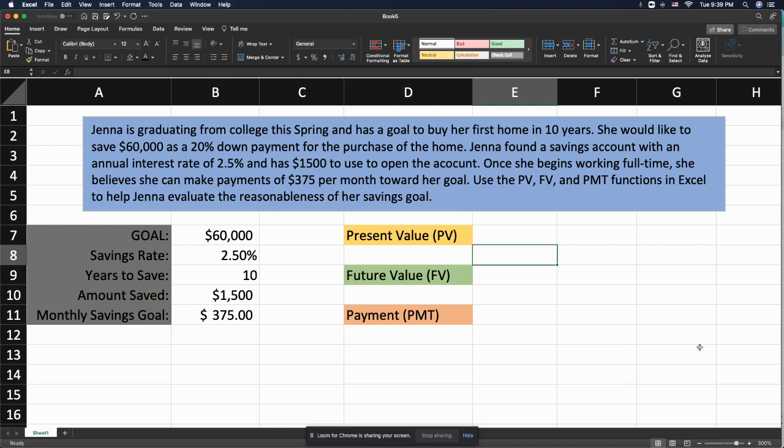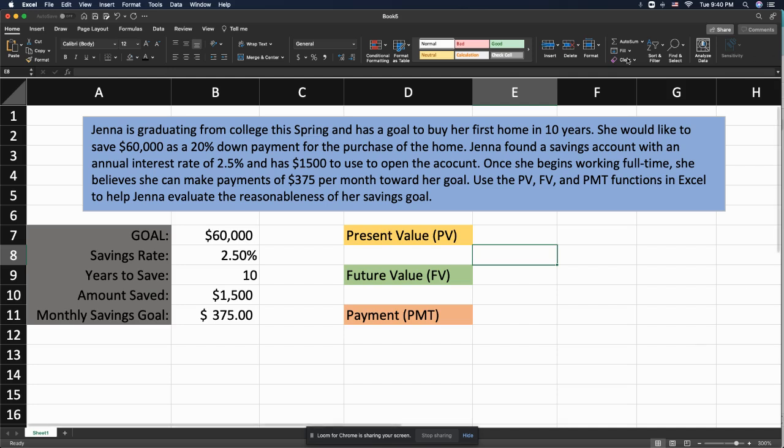Jenna is graduating from college this spring and has a goal to buy her first home in 10 years. She would like to save $60,000 as a 20% down payment for the purchase of the home. Jenna found a savings account with an annual interest rate of 2.5% and has $1,500 to use to open the account. Once she begins working full-time, she believes she can make payments of $375 per month toward her goal. Use the PV, FV, and PMT functions in Excel to help Jenna evaluate the reasonableness of her savings goal.